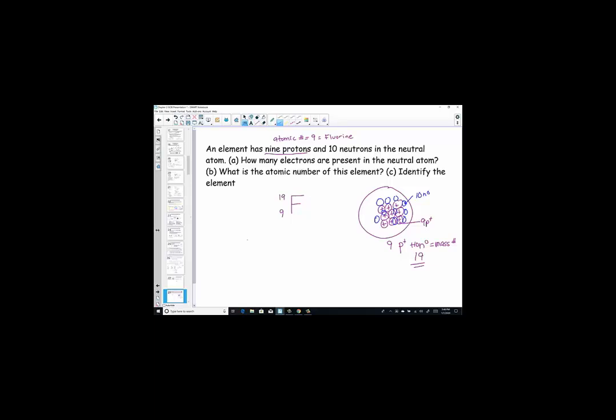We said there was 9 positive protons, and because atoms are neutral, that would give us 9 electrons as well. The atomic number is 9, and we've identified the element to be fluorine. Pretty simple with practice.